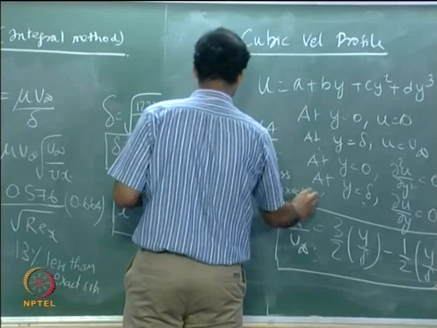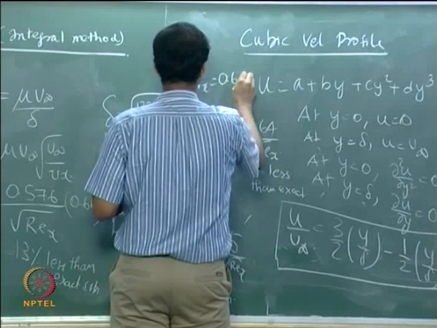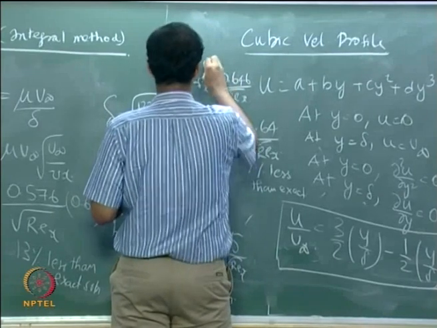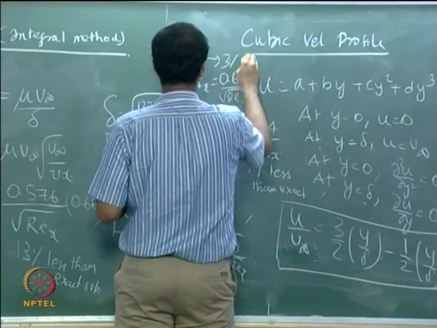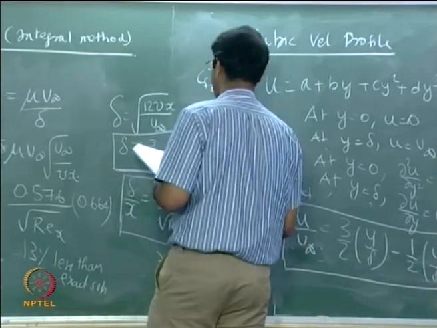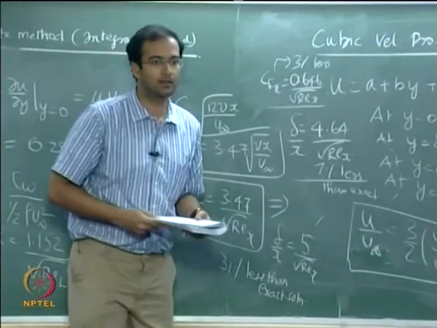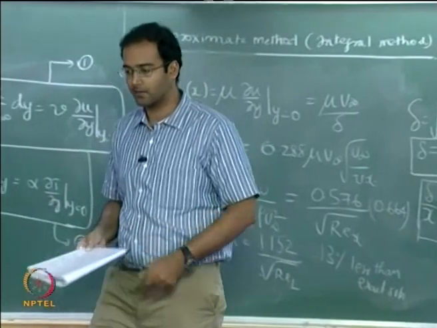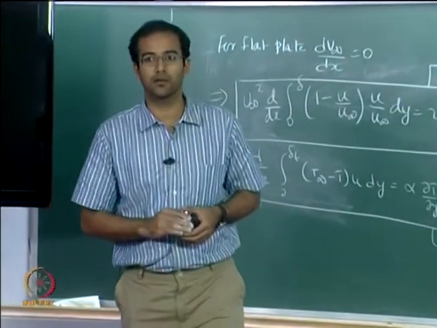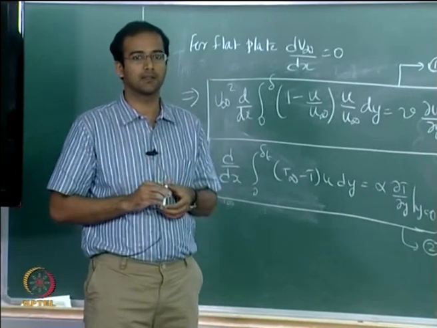And when you look at the skin friction coefficient, this value comes out as 0.646 by square root of Rex. This is almost there, 3% less. So this is 0.664, this is 0.646, almost there. So you can see that with a cubic profile you get a very good approximation, very accurate solutions, rather than going for a very rigorous similarity solution.